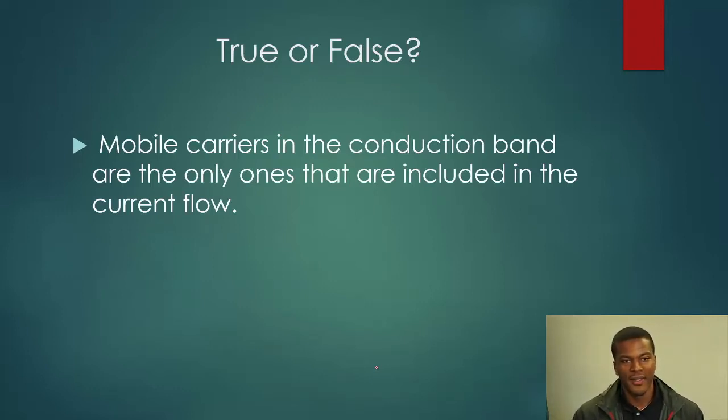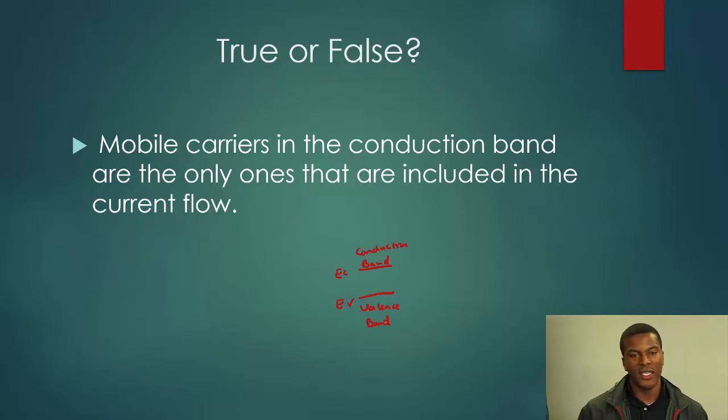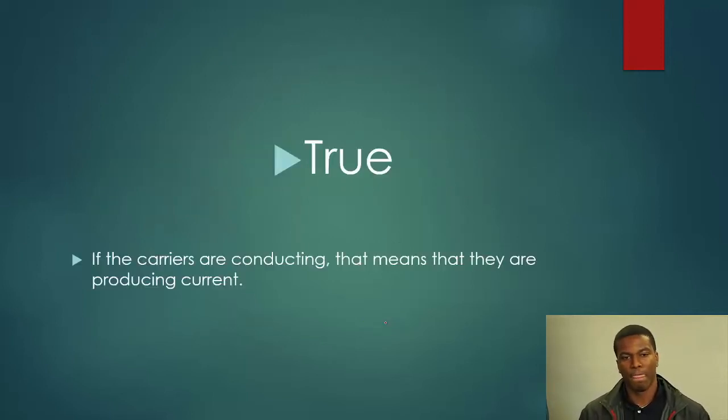True or false? Mobile carriers in the conduction band are the only ones that are included in the current flow. So again, in this, we talked about two different bands, the conduction band and valence band. As the question is, are the mobile carriers in the conduction band the only ones that are included in current flow? True or false? The answer is true. If the carriers are conducting, that means that they are producing current, thus we get the answer true.